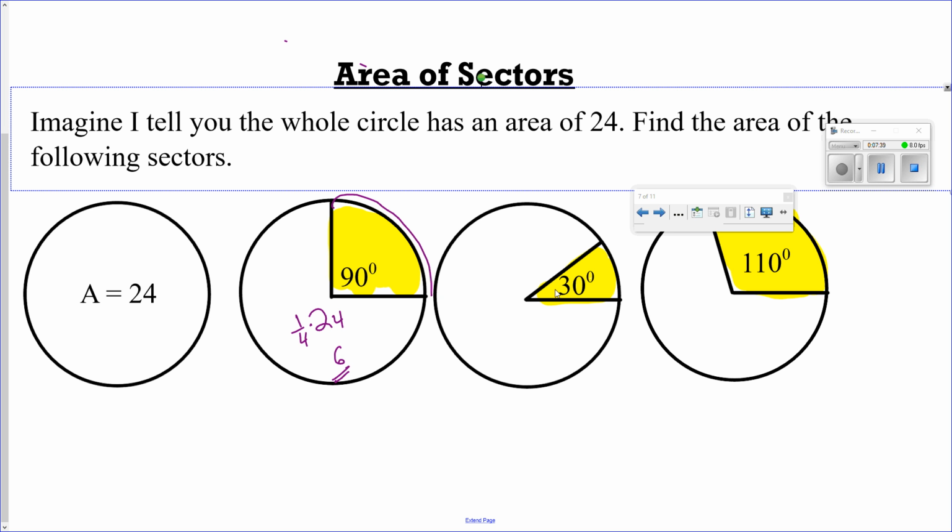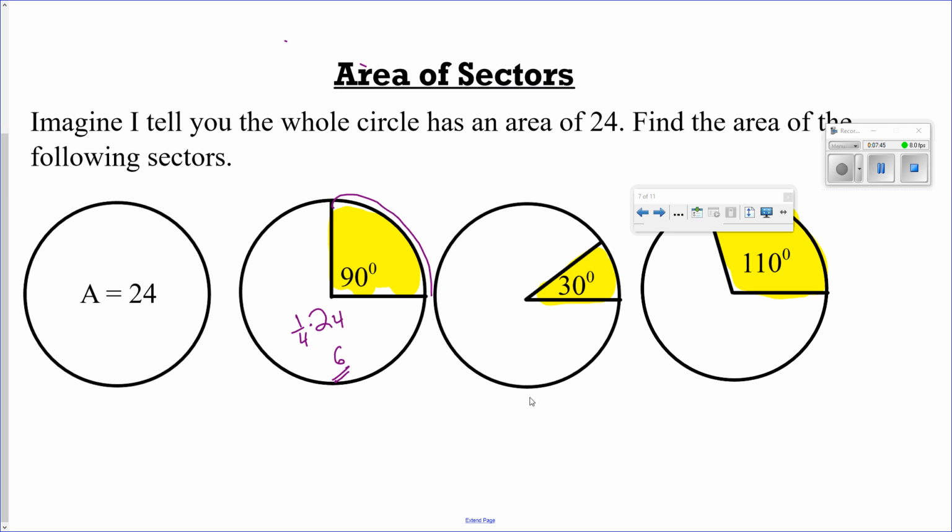What portion of the circle is this guy? How many 30-degree chunks could we put into a circle? The 90 degrees is easy. We can see it. This one's not so easy. How many degrees are in a circle? 360. Just divide by 30 to figure out that we could get 12 of those. So I really just need to do 1/12 of the 24. This one would be 2.